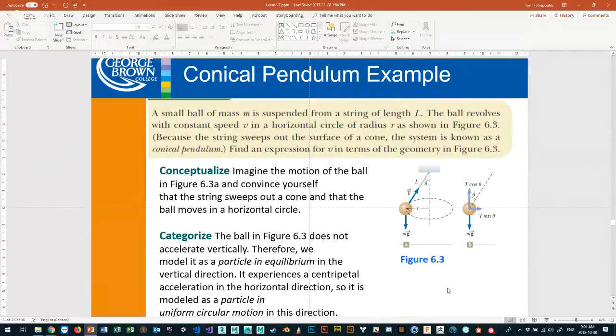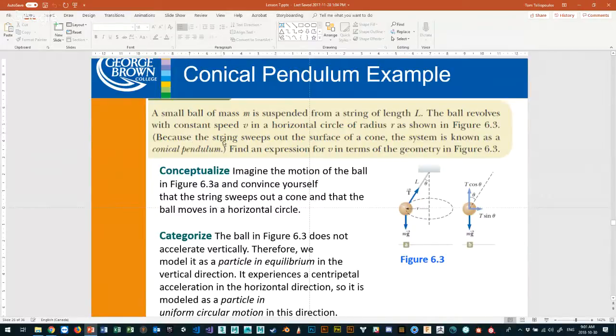All right, so here's a more complete conical pendulum example. I put these in here from the book because I want you to see the exact example. A small ball of mass m is suspended from a string of length L. The ball revolves at constant speed v in a horizontal circle of radius r, as shown. So again, think about these L's, m's, v's, and r's. You can replace them with any number you want, right?